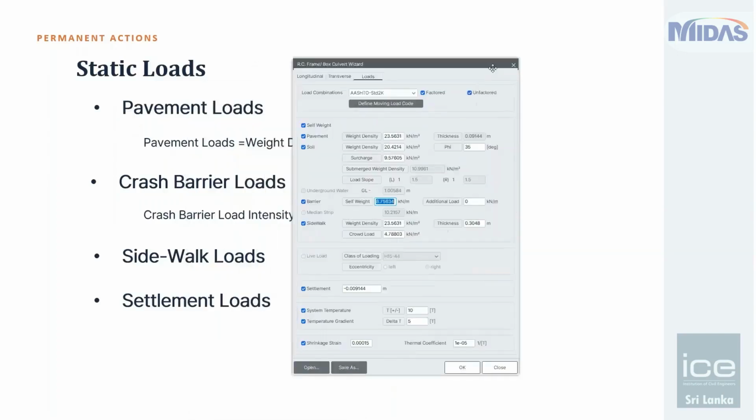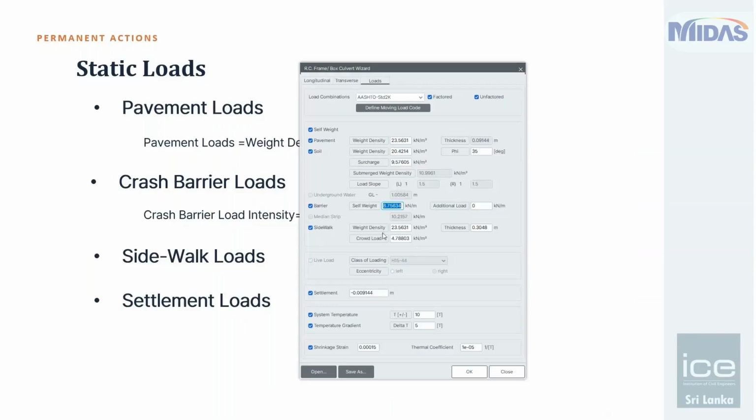Okay. So then for the crash barriers, we have inputted a line load value of 10 kilonewtons per meter. These values are different. Then you have footpath or sidewalk loads, which will ask you for the densities along with the thicknesses and the live load of crowd. Those are the different types of loads that are defined in the model.